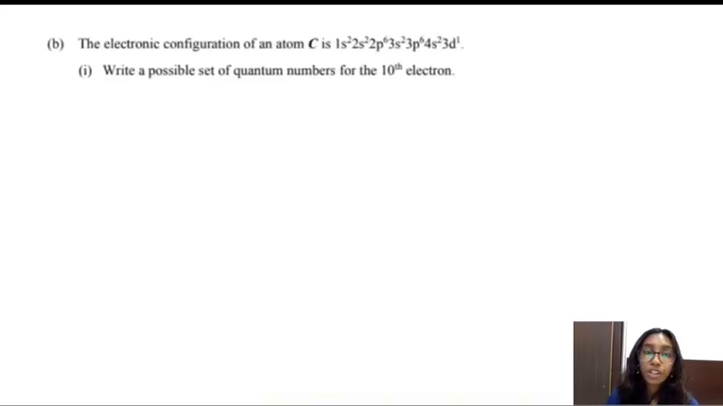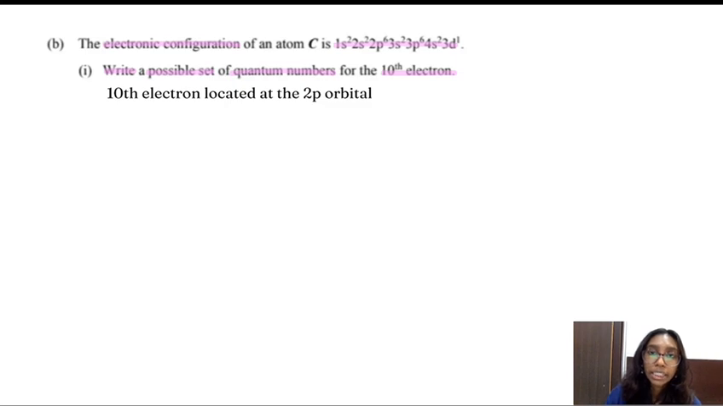The electronic configuration of an atom C is 1s2, 2s2, 2p6, 3s2, 3p6, 4s2, and 3d1. First question is, write a possible set of quantum numbers for the 10th electron. Now the key words in this question are write, possible set, quantum numbers, 10th electron. So now we know that the 10th electron is located at the 2p orbital, and this is the orbital diagram for the 2p orbital. To write the quantum numbers, we need to know how to write them first.